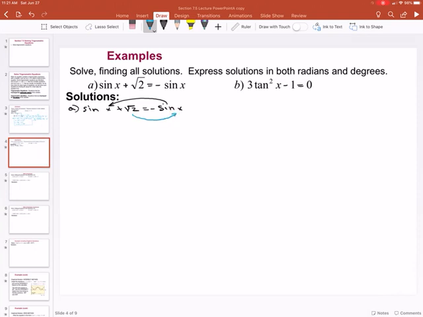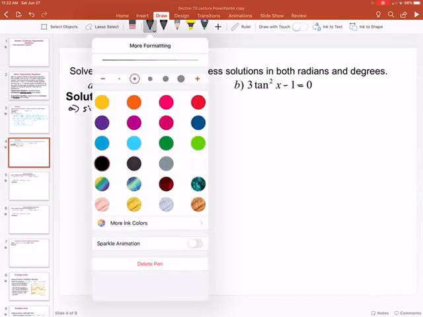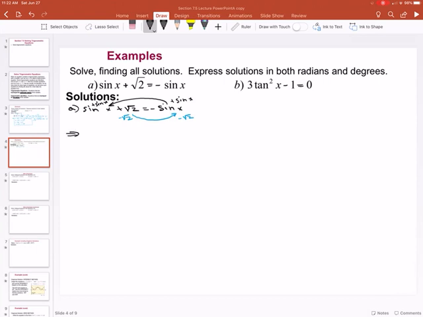To do that, let's show our work. Let's add sine x to both sides of the equation, using the addition property of equality. Then let's do the same thing with the square root of 2 to move it to the right side so we can isolate the sine x terms. Let's subtract the square root of 2. As we do that, we now have the sine of x plus sine of x, which is 2 sine of x, equal to negative square root of 2.